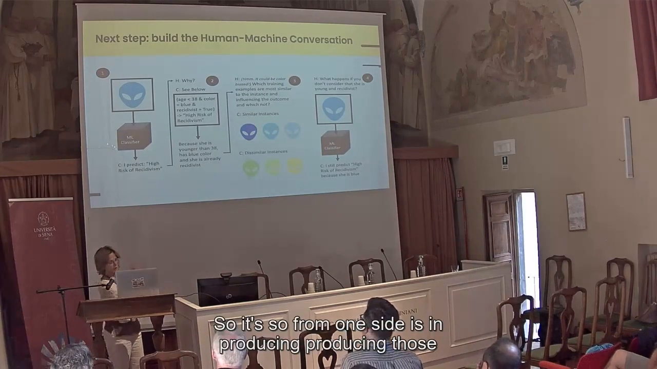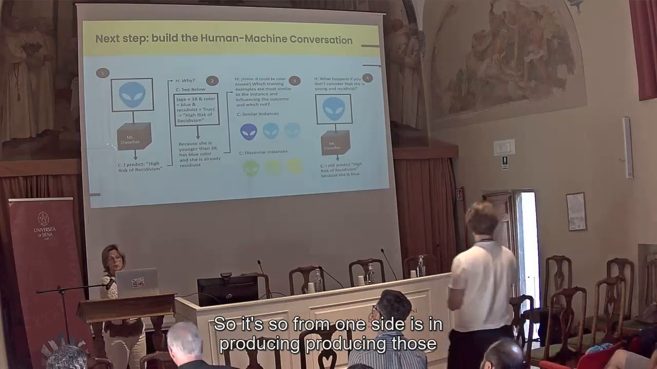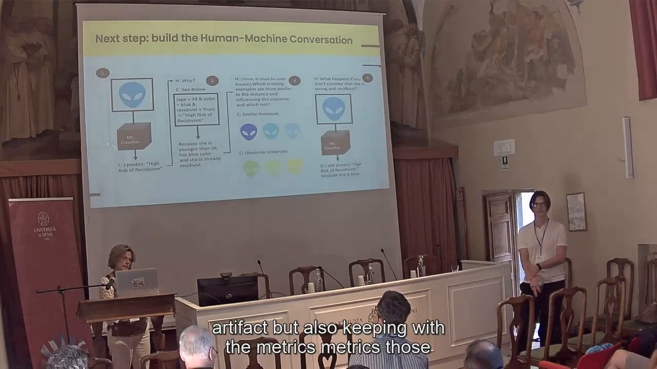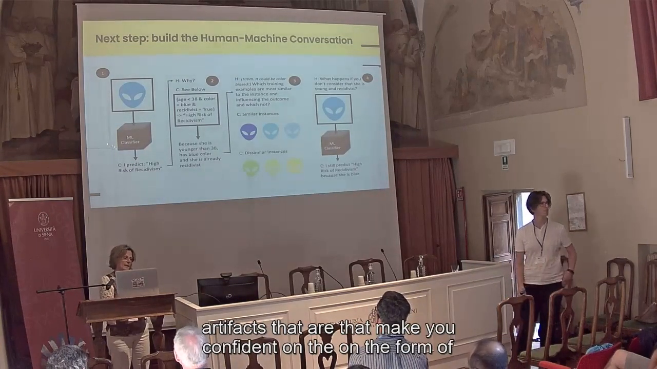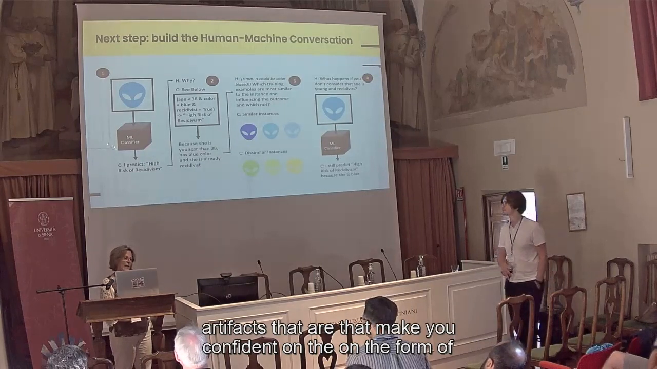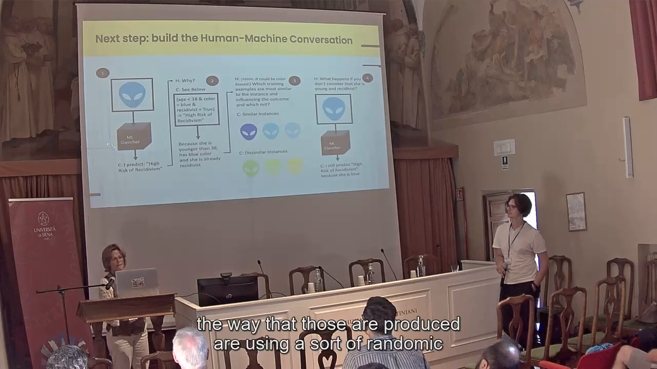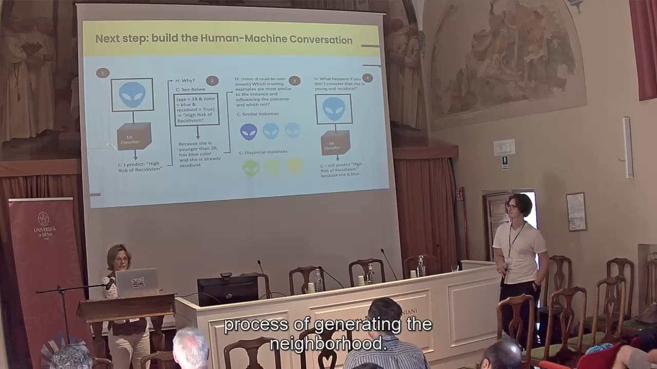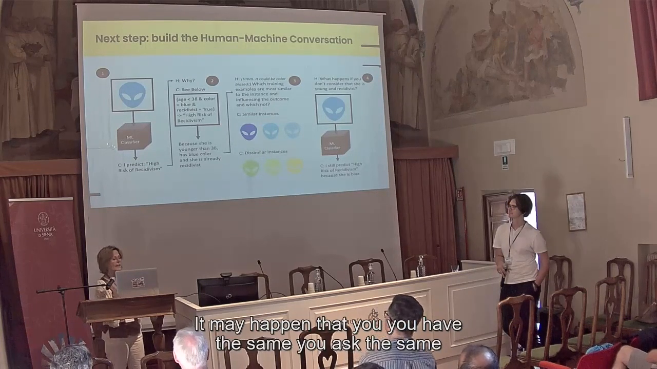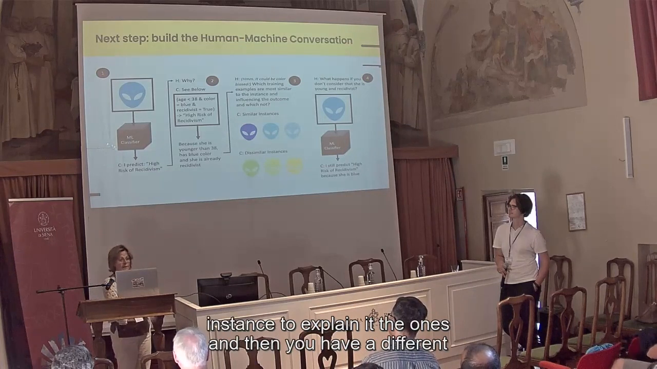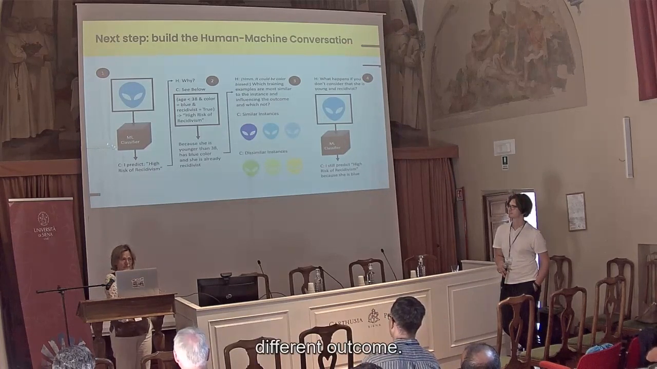The research in XAI, from one side, is in producing those artifacts, but also keeping up with the metrics for those artifacts that make you confident in the form of explanations. For example, in the case of local explanations, as the way those are produced uses a sort of random process of generating the neighborhood, it may happen that you ask to explain the same instance once, and then you have a different outcome.